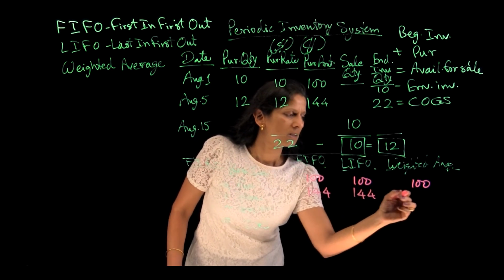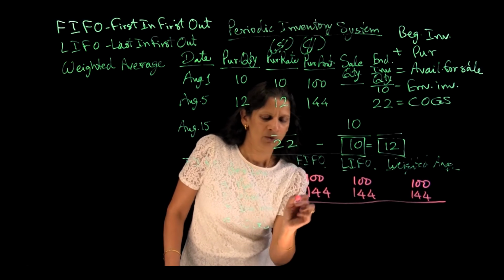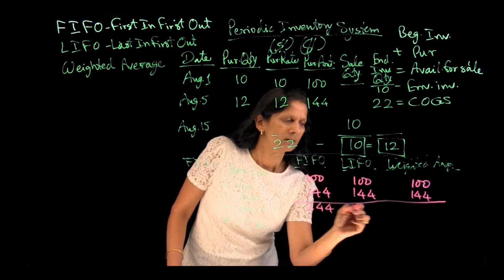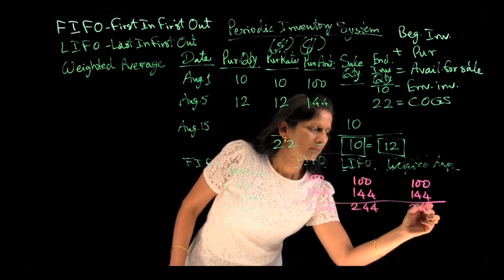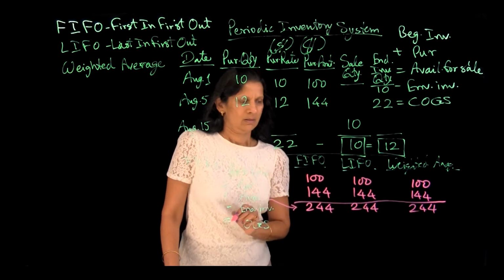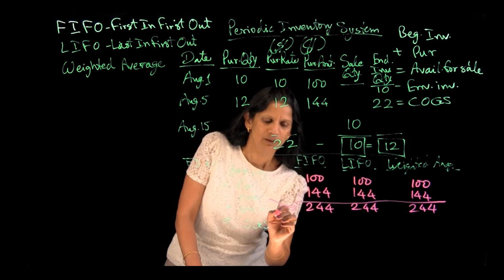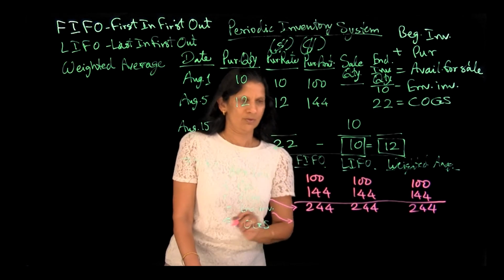So as you can see, irrespective of the method of costing, your available inventory is going to remain the same. Pardon me for not writing it in a perfectly horizontal way. So now let's talk about ending inventory.